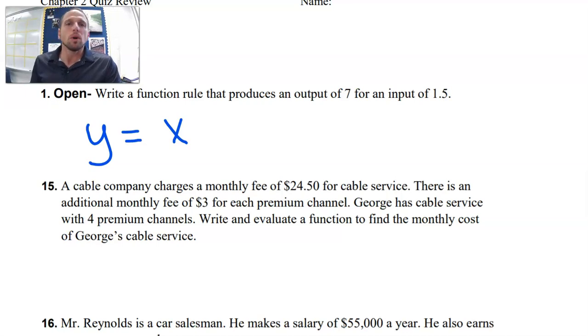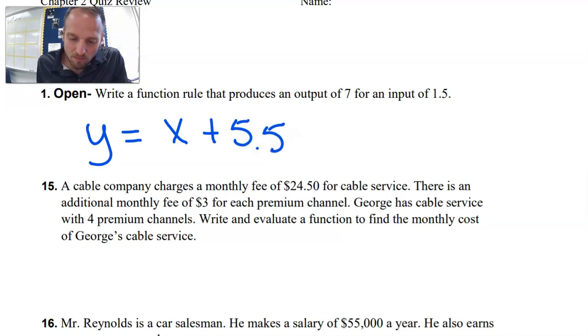Now what this means is if we put a number in, which it says is 1.5, that's our input, that's our x value. How can I change a 1.5 to a 7 for my y? There's lots of different ways to think about this, but the easiest way is: what can I add to 1.5 to get 7? That answer is just going to be 5.5. So if I just go plus 5.5 here, that's our function rule. y equals x plus 5.5.